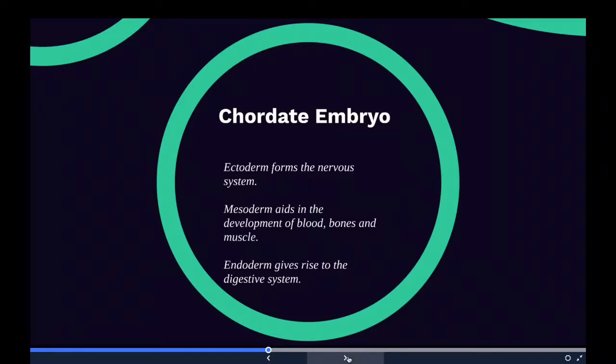The endoderm gives rise to the digestive system. Cells migrating inward along the archenteron form the inner layer of the gastrula, which develops into the endoderm. We also have the neural tube. The neural tube is the spinal cord and thus also the nervous system.